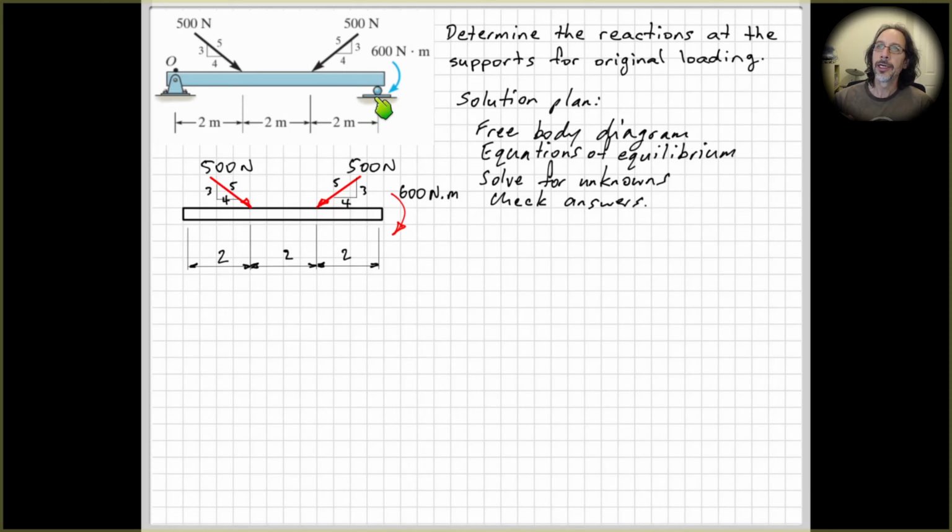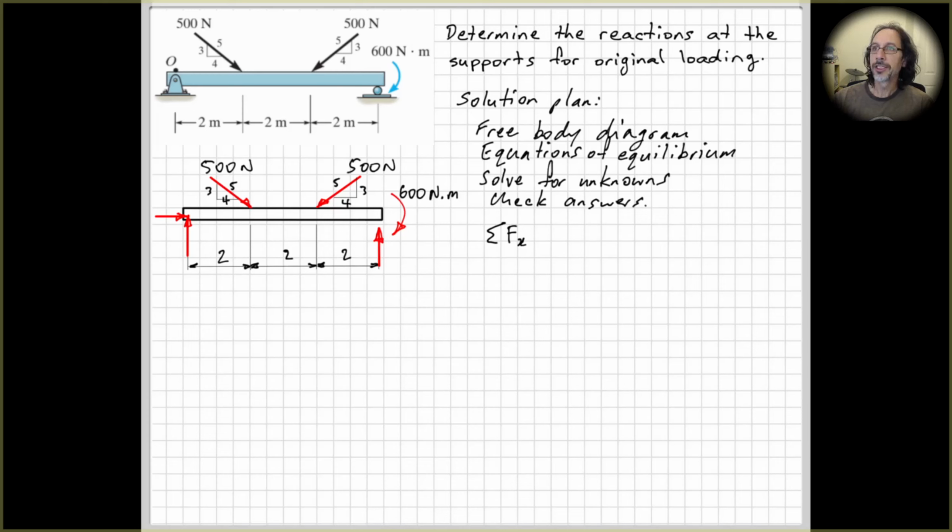So here at the right hand end, we've got a roller support. So that's only going to have a vertical force. Then at the left hand end here, we have a pin connection. So we'll have a vertical reaction and a horizontal reaction. So now we can start to write our equations of equilibrium.